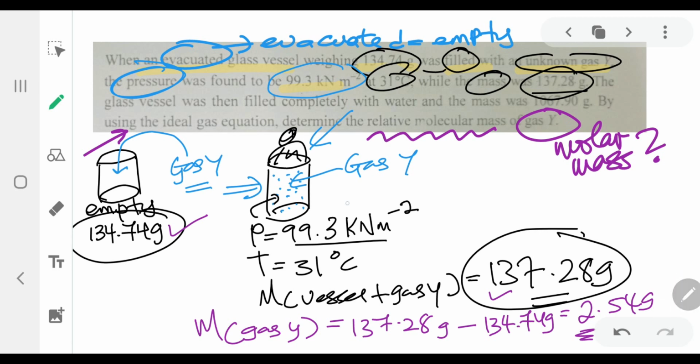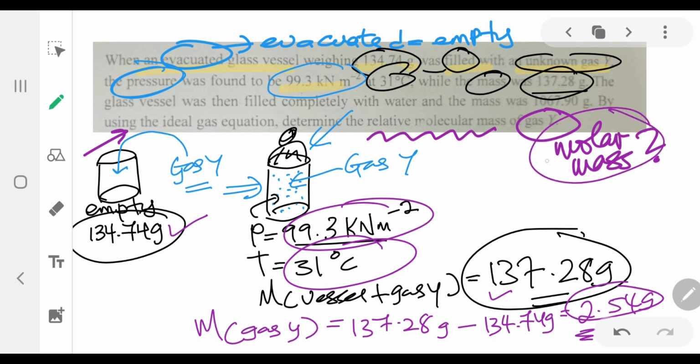Now you have the mass, and then you have the temperature, and then you have the pressure. You have the pressure of gas Y over here. You have the temperature of this whole situation of the gas Y, and then you have the mass right there. Is it enough for us to solve the problem, to find out what is the molar mass, and then eventually to get the relative molecular mass?